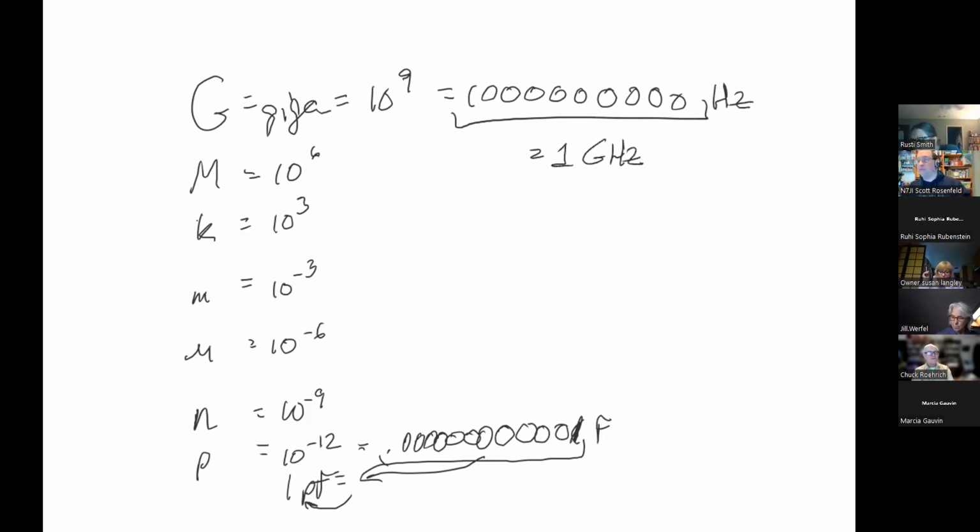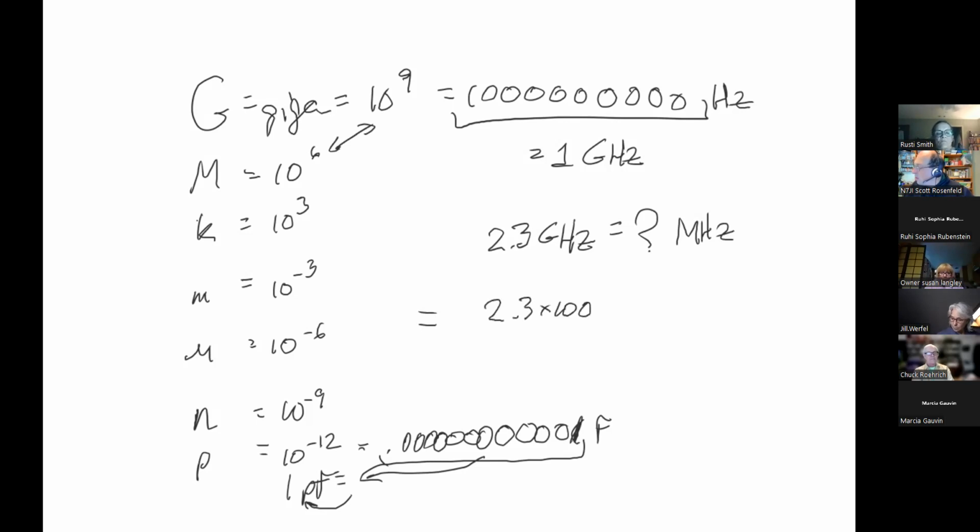We can also convert from one to another. For instance, to say that 2.3 gigahertz is how many megahertz? Well, we can do it a couple of different ways. We can look at this and say that giga compared to mega is a factor of 1,000. So obviously by doing that, we need an extra 1,000 thrown in there. So it's 2.3 times 1,000 is 2,300 megahertz, which we know to be true. That falls in the UHF band.